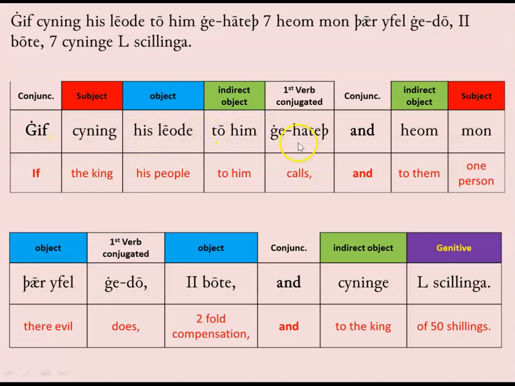And that is exactly what has happened. Yahateth has gone to the very end. In its conjugated form, it's gone to the very end. So we've got the subordinating conjunction yif. Then we have subject, object, indirect object, and the verb in last place.